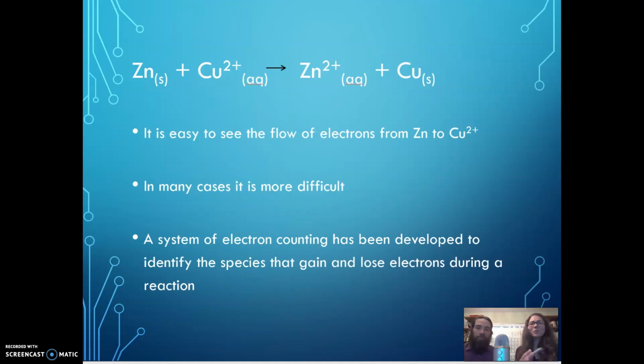This is the way that we've shown you so far. This is very easy to see the flow of electrons in this example and examples like the ones that we gave you to practice. But in many cases, it is more difficult. So we want you to stick around, come back to the next video in this series so that you can determine how to approach these problems when it's a little bit more complex.